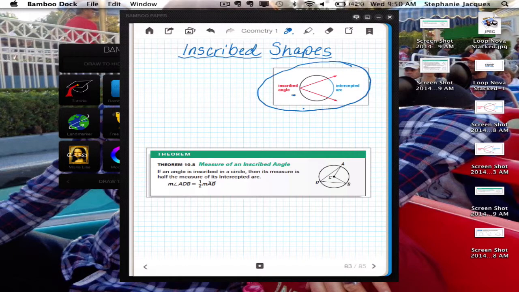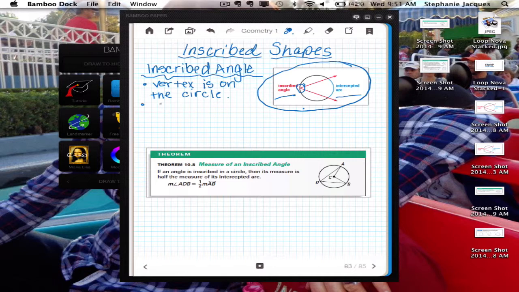And obviously it's labeled inscribed angle and intercepted arc. So let me tell you what an inscribed angle is. So go ahead and write inscribed angle. What constitutes an inscribed angle would be that the vertex of the angle is on the circle. So we're just going to check that out right now. Here's that vertex and it's right on the circle, so yes.